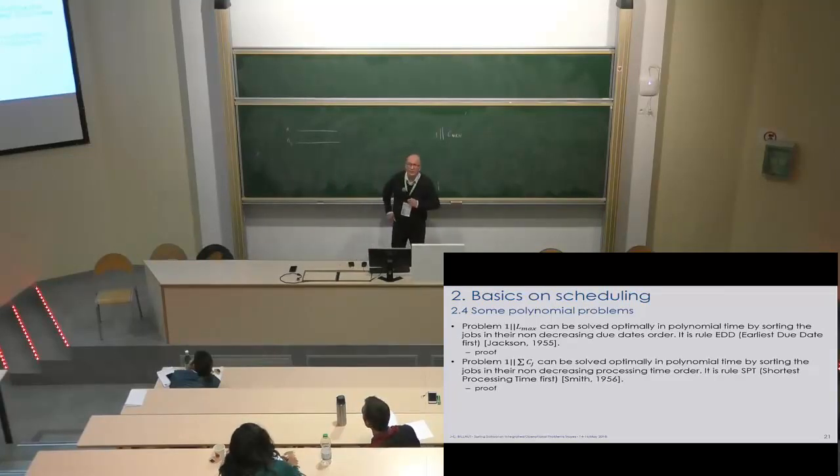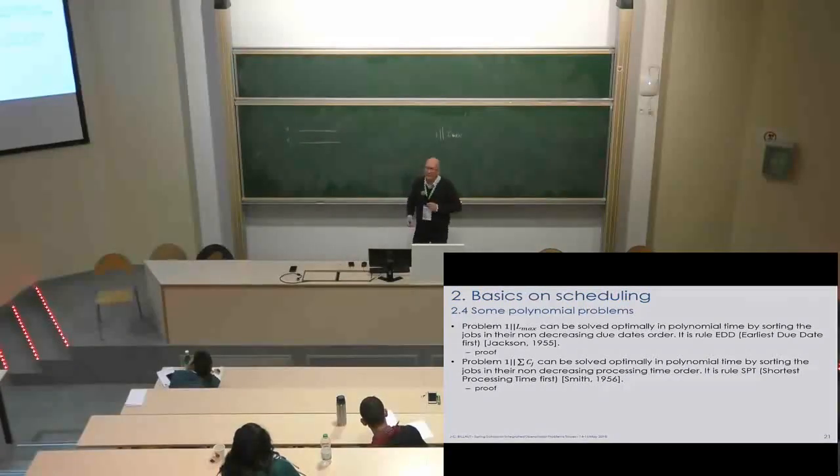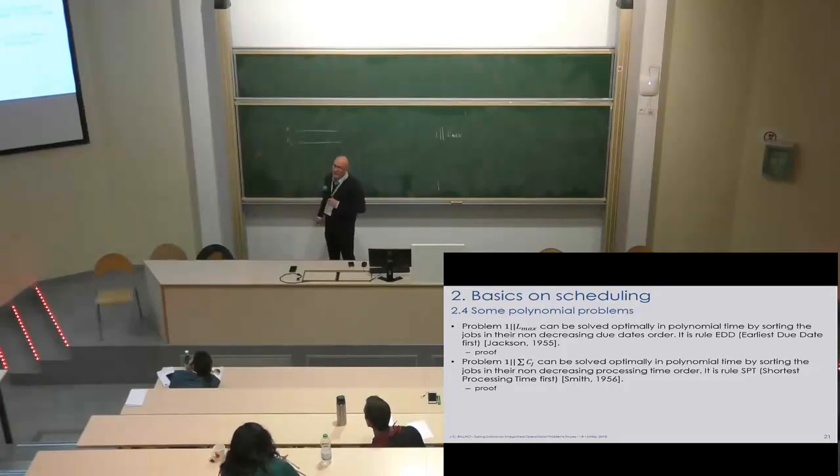Minimizing the sum of completion times, we have seen this on an example. It can be solved optimally by sorting the jobs by the SPT rule. SPT and EDD are very famous rules in scheduling, so I think you have to keep these rules in mind. And the sum of completion times is sometimes what we call the work in process. Maybe you have heard about work in process.